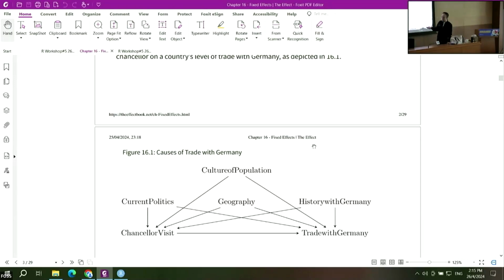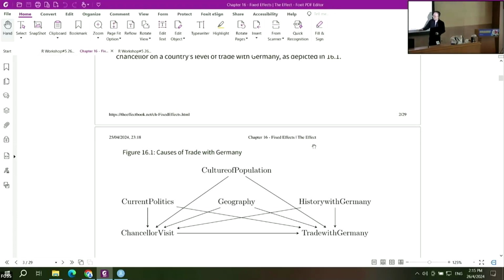There are many variations across this diagram, because this is the truth. We essentially want to find out this straightforward causal effect. Does a chancellor's visit impact the trade with Germany positively or negatively or not? So this is what we want to find.